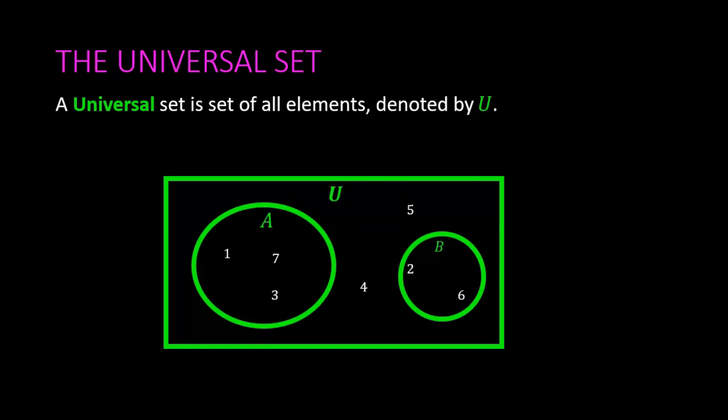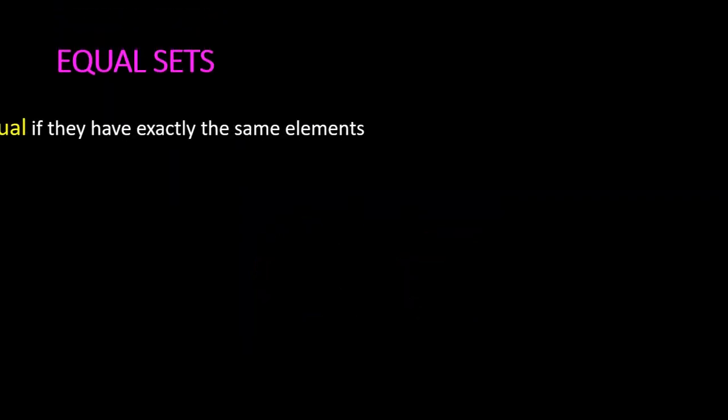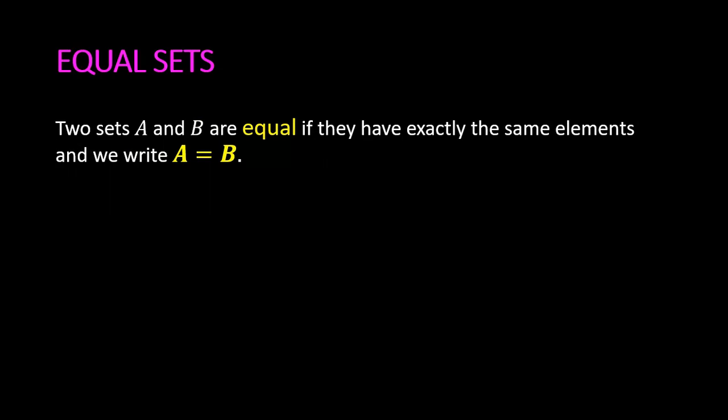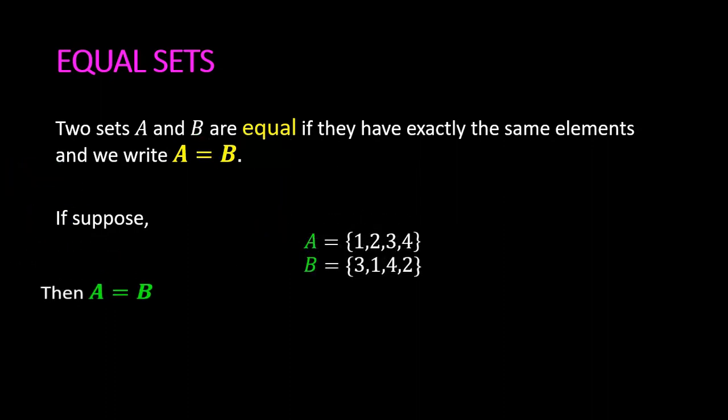So U will have all elements 1, 2, 3, 4, 5, 6, 7. Now any two sets A and B are said to be equal if they have exactly the same elements. So if A is equal to 1, 2, 3, 4 and B is equal to 3, 1, 4, 2, then A is equal to B. Order of elements does not matter. We write A equal to B.